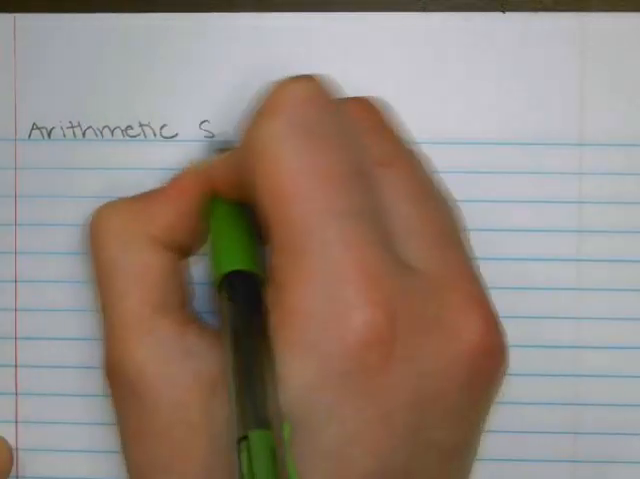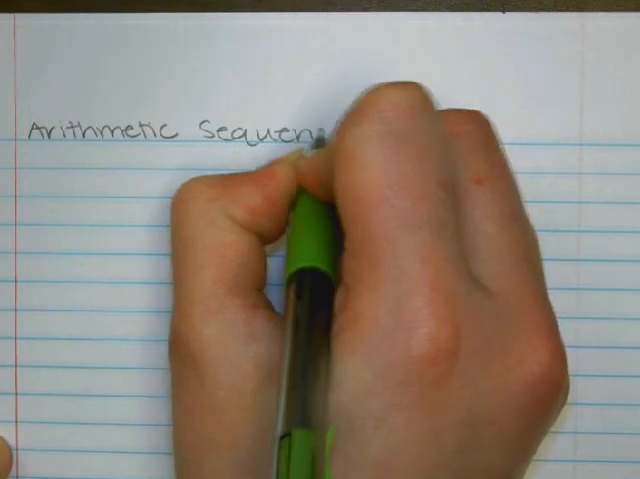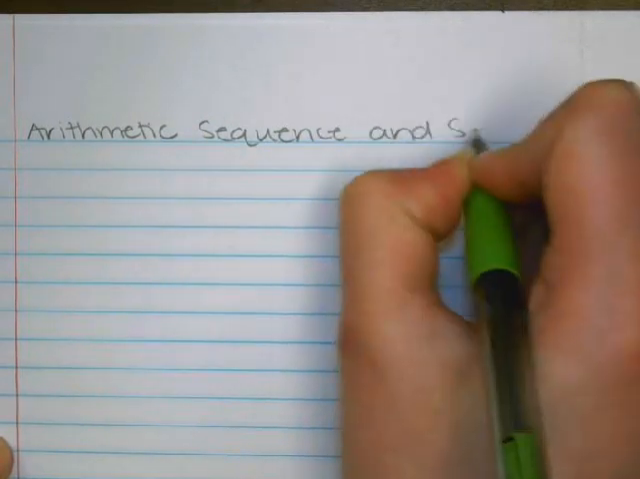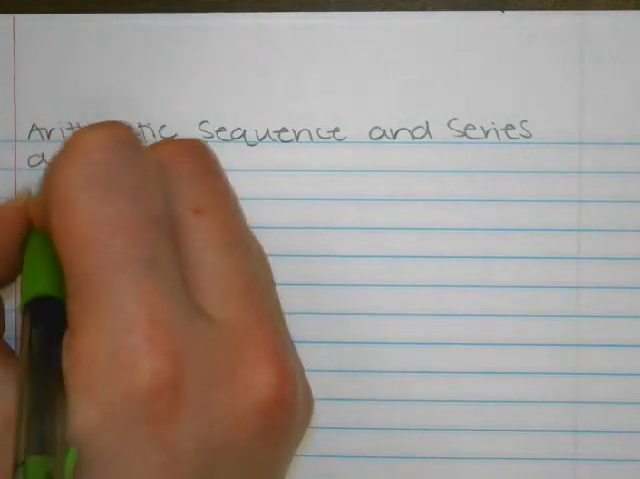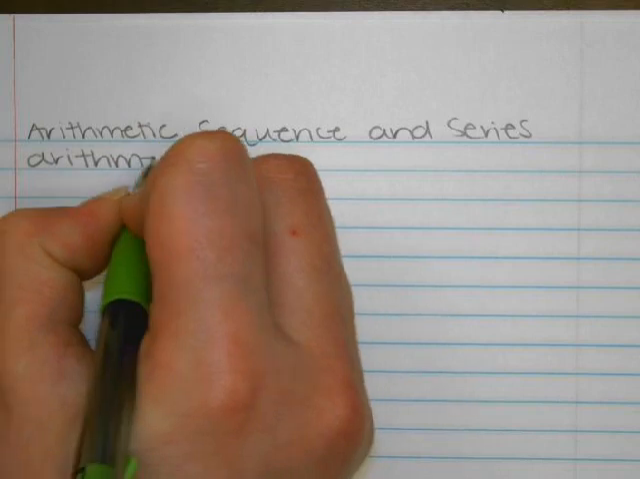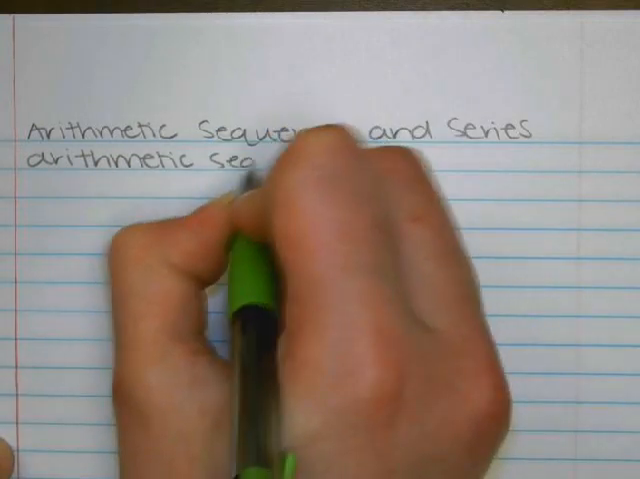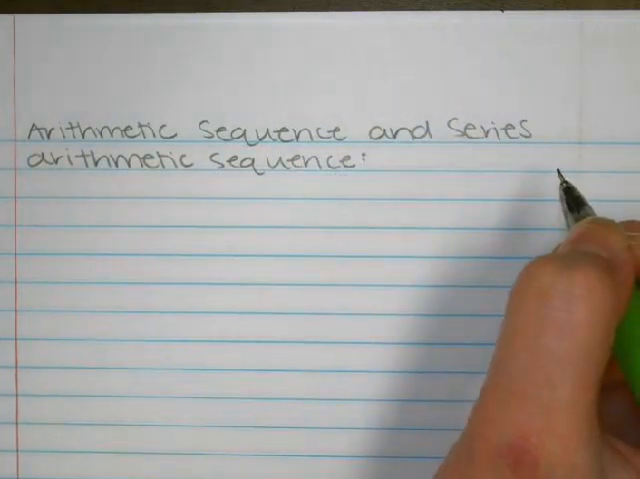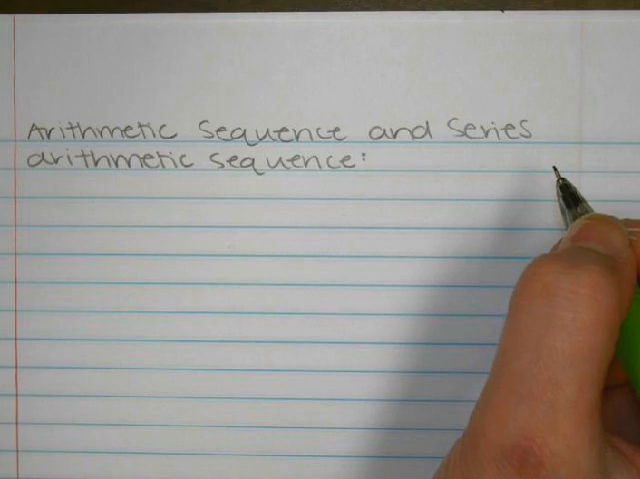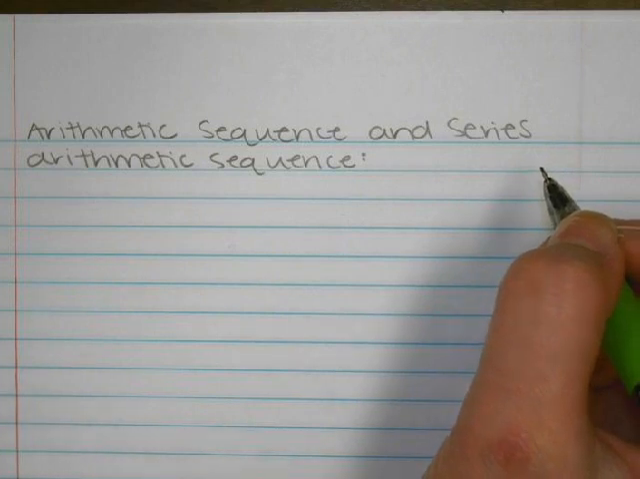All right, so next in this unit, we're going to learn about what is called an arithmetic sequence. And we're also going to learn about arithmetic series. So an arithmetic sequence is a specific type of sequence where the pattern is that it consistently adds or subtracts the same number.